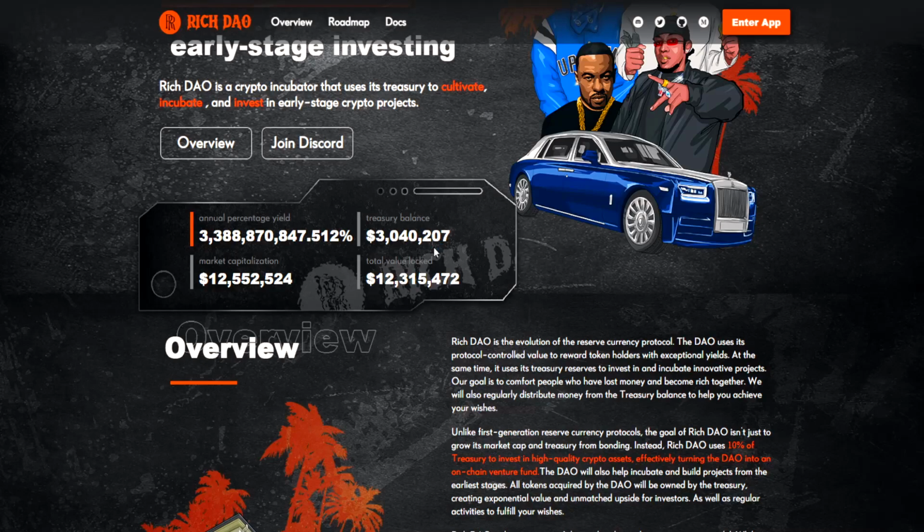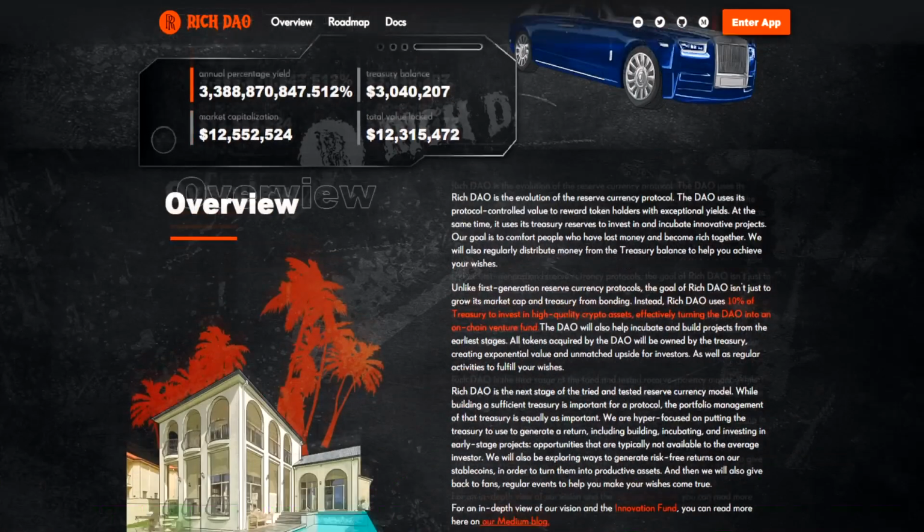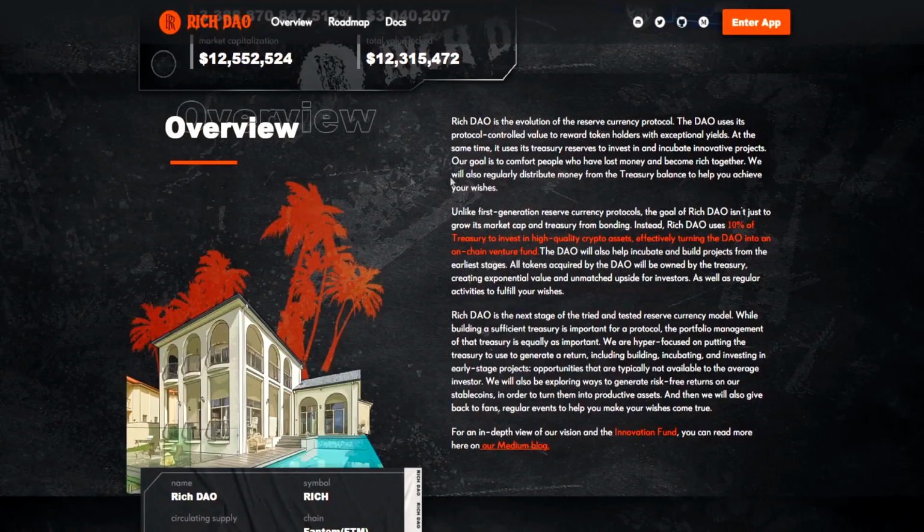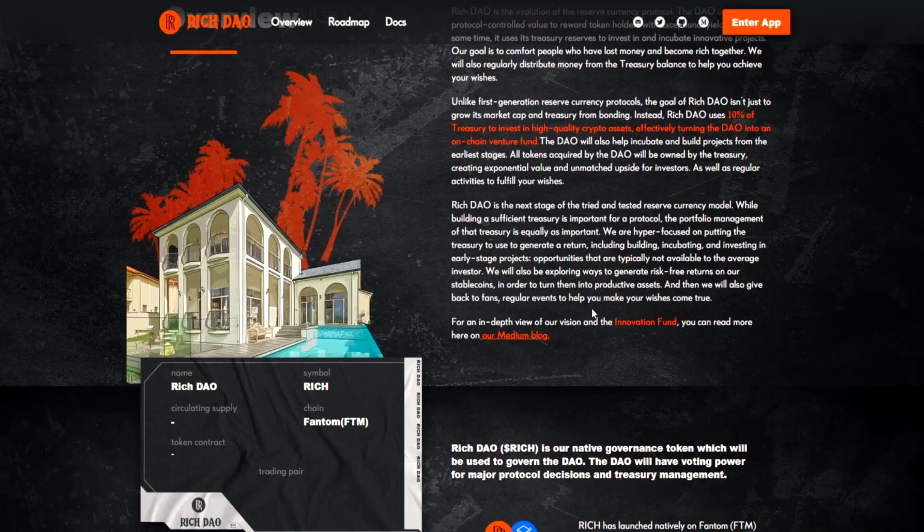So currently the Treasury balance is $3,040,000, and the annual percentage yield is right here. So it's 3,388,870,847.512%. The market capitalization is 12.5 million, and the total value locked is 12.3 million. So you can go through this entire concept, which I have already explained before.